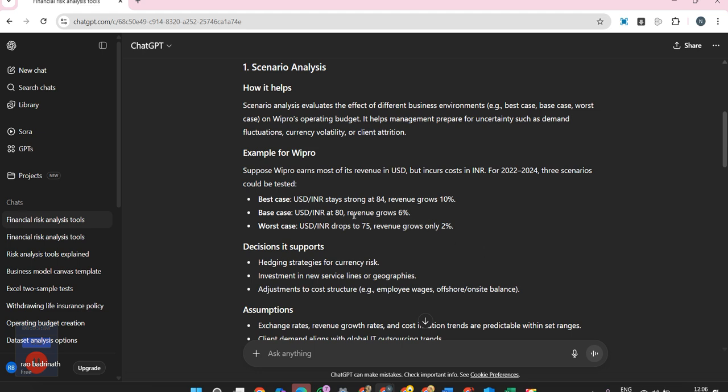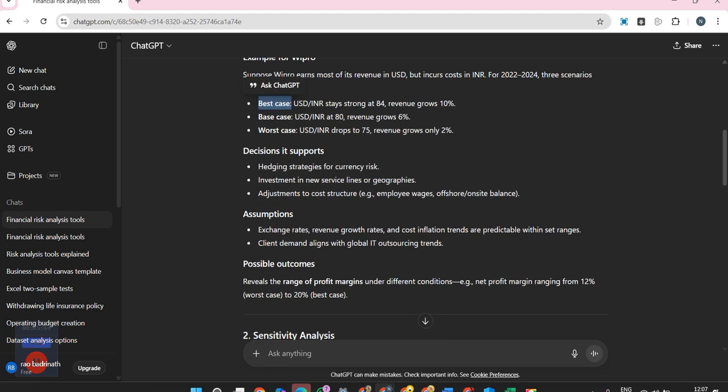So here, at present, the company has 80 as the USD to INR exchange value, and the revenue is growing at 6%. When the value increases to 84, revenue grows by 10%. When the value drops to 75, it will be reduced. The scenarios are: what happens if it goes to 84? What happens if it goes to 75? Based on these scenarios, we can explain how much growth we are getting, and based on the growth value, you will tell what is the best case and what is the worst case. Very simple.